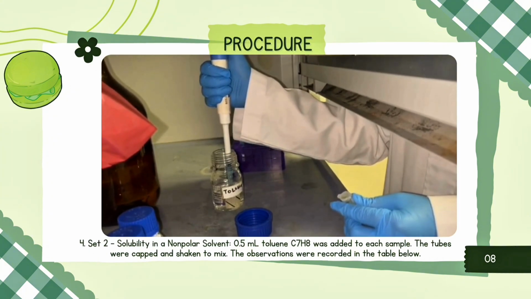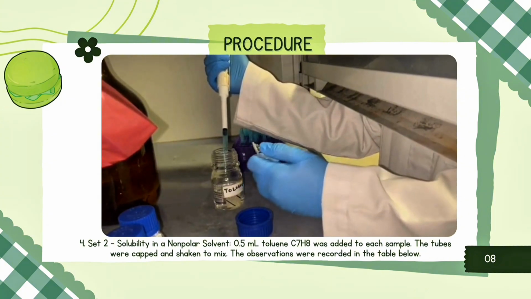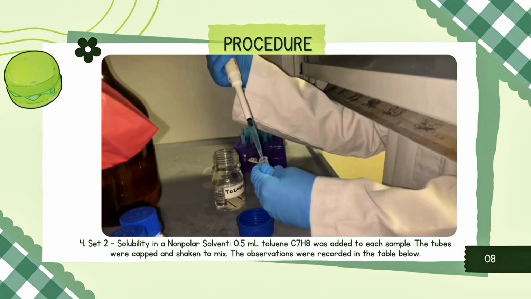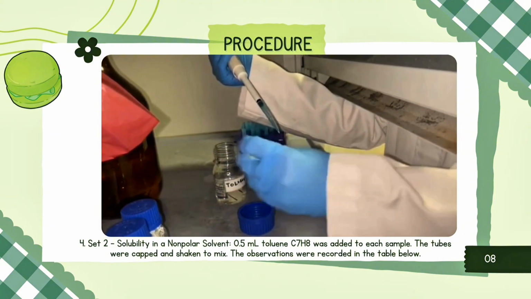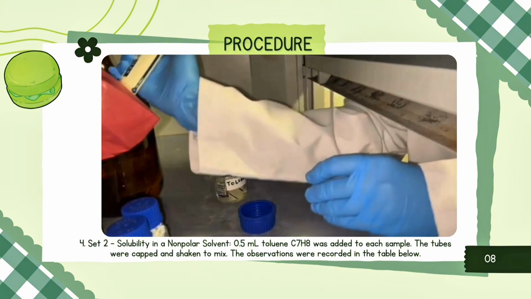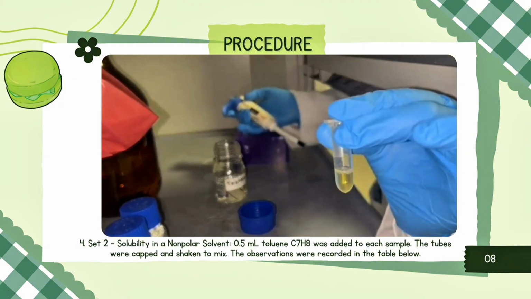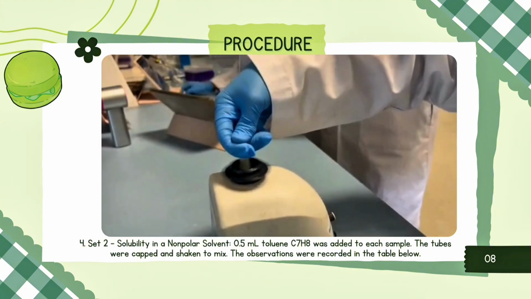For set 2, we are gonna test the solubility of lipids in a non-polar solvent. 0.5 milliliter of toluene was added to each sample. The tubes were capped and shaken to mix. The observations were recorded in the table.